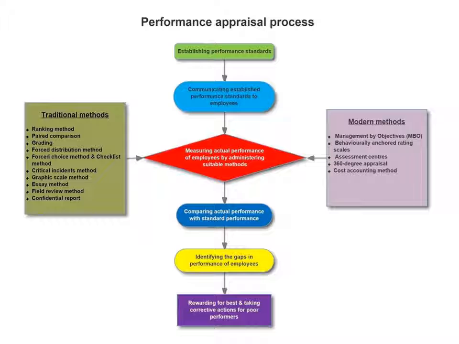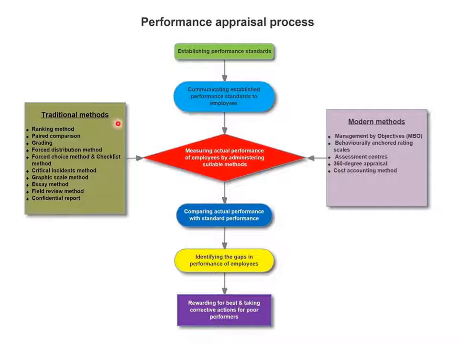Then this is the process for the performance appraisal. Initially establish the performance standard, then communicate the established performance standard to employees, then measure the actual performance of the employee by certain methods, then compare actual performance with the standard performance. In between that, identify the gap, reward the best, and take corrective actions for the poor performance.